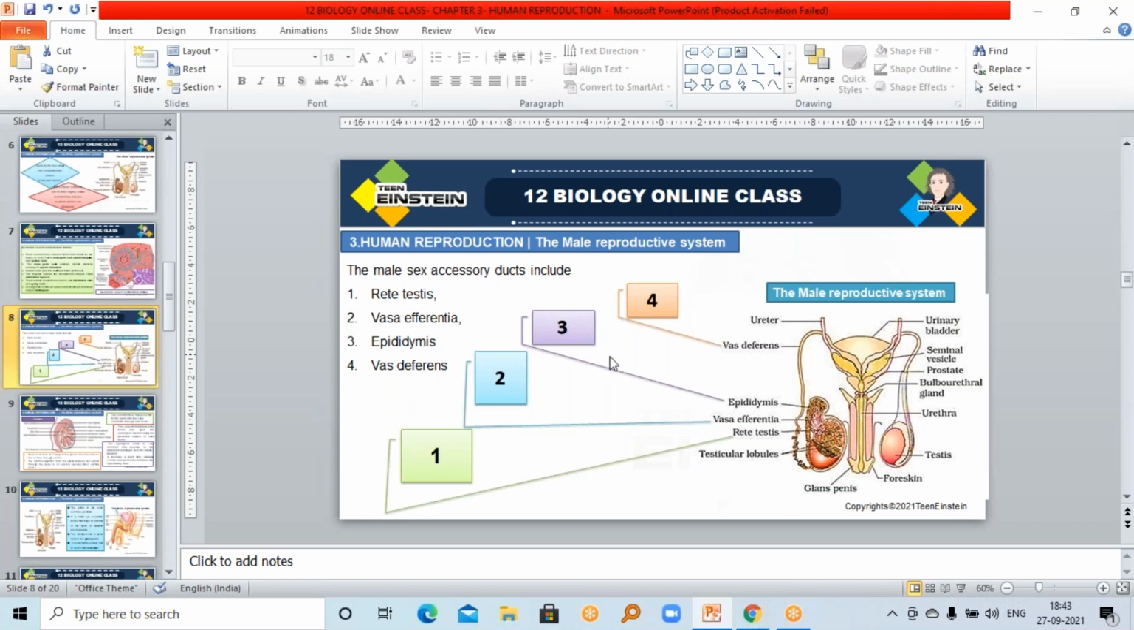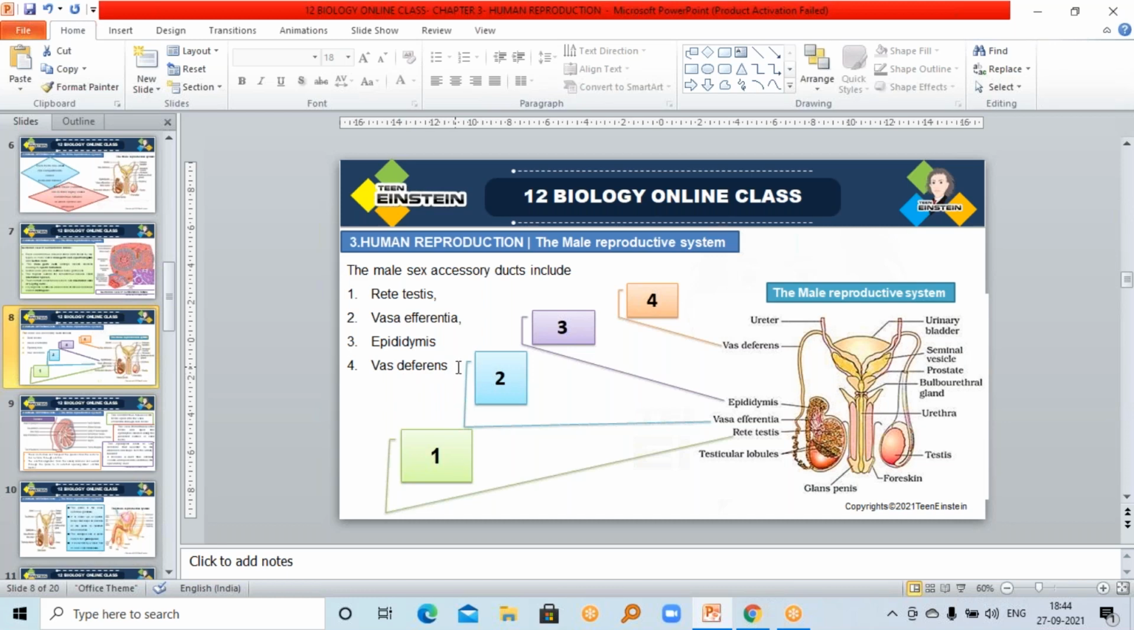Okay, and next is the male reproductive system, which consists of a system of ducts. Male sex accessory ducts are there. Male sex accessory ducts include rete testis, then vasa efferentia, then epididymis, the third one, and vas deferens. Okay, the fourth one is vas deferens. You can see here the loop-like structure, vas deferens. So male sex accessory ducts include rete testis, vasa efferentia, epididymis, and vas deferens.